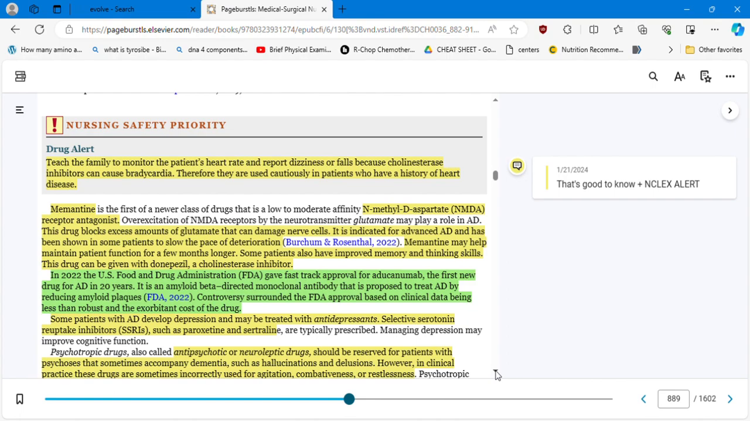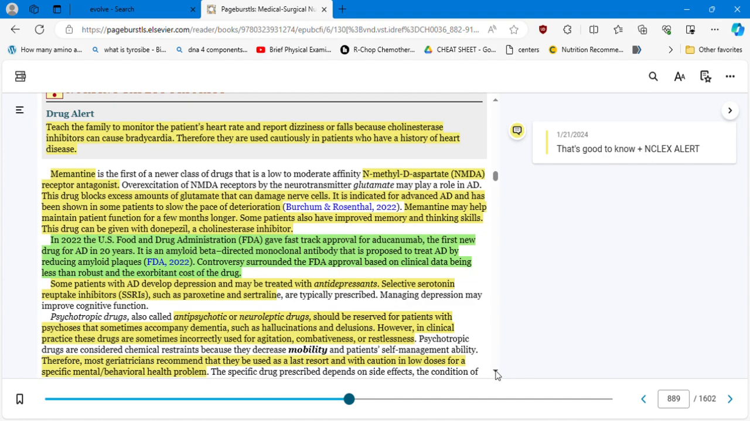This drug can be given with donepezil, a cholinesterase inhibitor. So you can give both of those medications, right? Because the mechanism of action is different. One is a receptor antagonist. This one, memantine, works in the receptor, while donepezil is a cholinesterase inhibitor. It's working on the protein that is breaking acetylcholine. You see? Now that we know how it works, we can see which medication is for what. So both can be given together because they work in different areas.